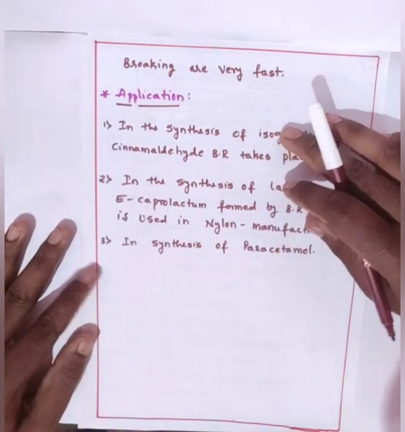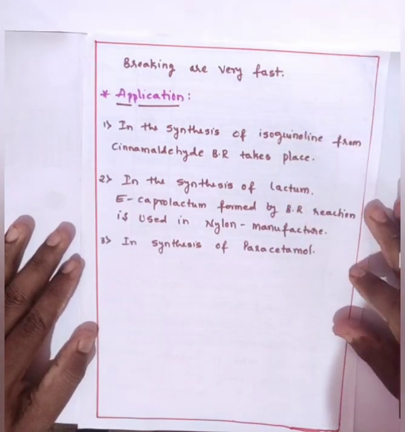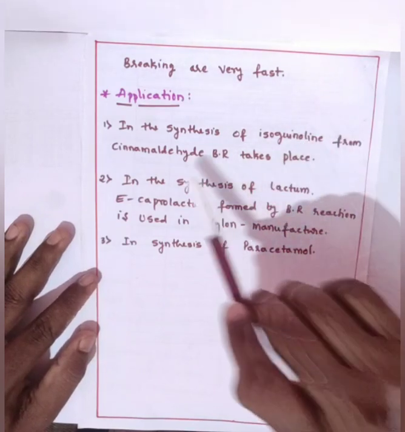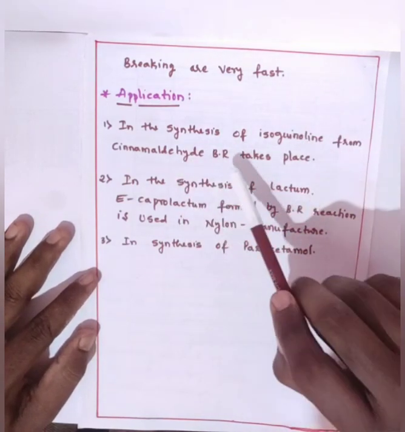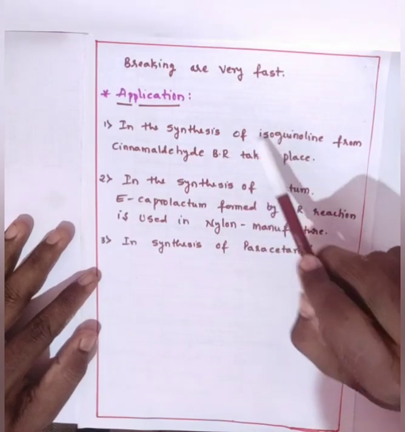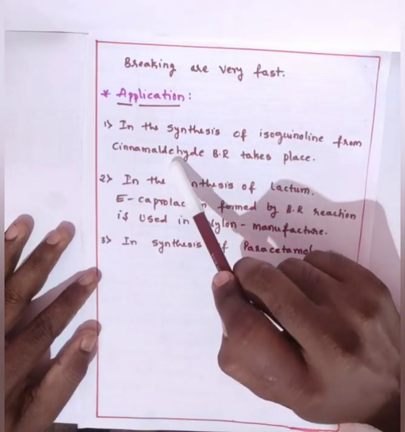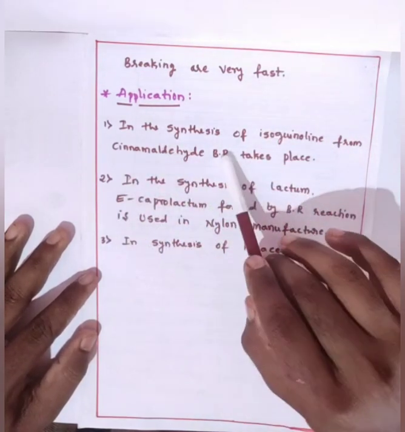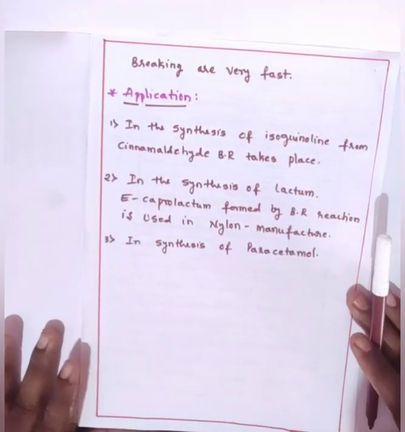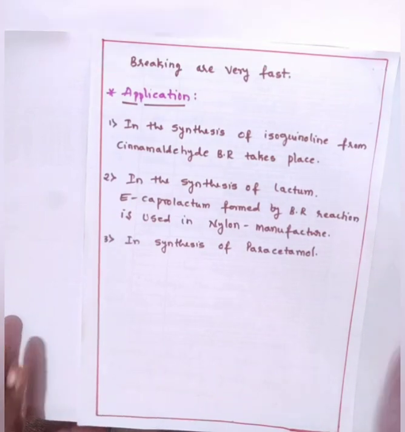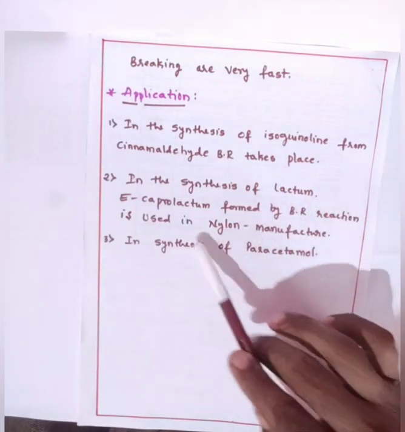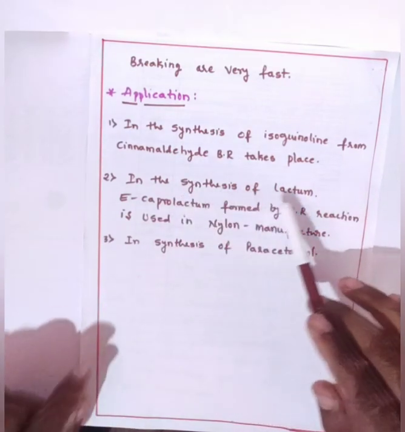Some of the applications of the Beckmann rearrangement reaction are, first, in the synthesis of isoquinoline from cinnamaldehyde, which involves the Beckmann rearrangement reaction. That means the conversion of isoquinoline into cinnamaldehyde converts through the Beckmann rearrangement reaction. That is one of the applications we can see.